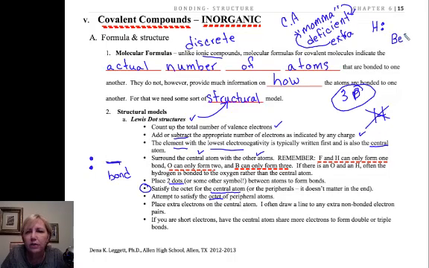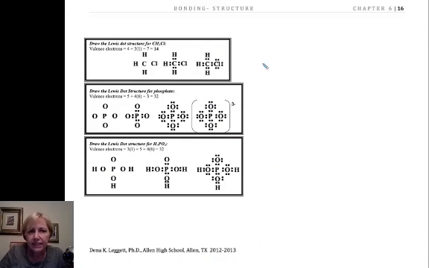Beryllium, because it's so tiny, likes to play in the covalent world, and when it does, it forms two bonds or four electrons. And boron is okay with 6 electrons and 3 bonds. It'll do a fourth, and we'll talk about that later on, but by and large, it's okay if you just give it 6 electrons. It's pretty tiny. It's happy with that. Okay, let's see how we did these.